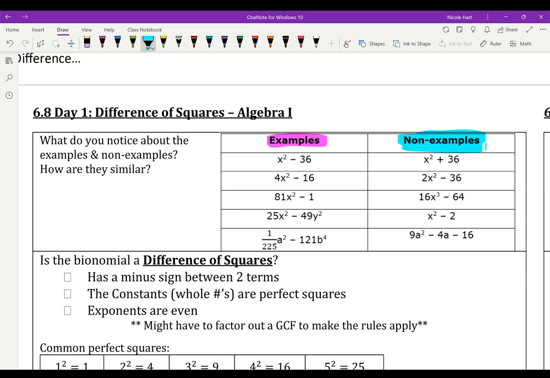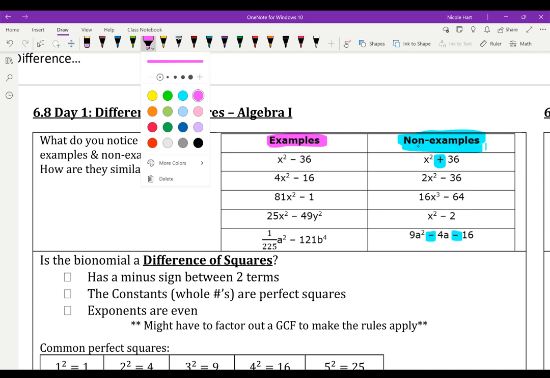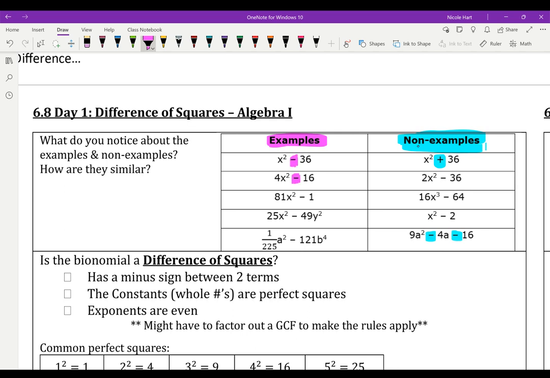Some of the common things that students have said is that in the examples column, there's a fraction where there is not a fraction in the non-examples column, and that is true. They all have exponents in some way, shape, or form involved. Also true. In the non-examples column, I see addition symbols. I see some expressions that have two subtraction symbols, whereas in the examples column, I only see singular subtraction happening in each of my expressions.